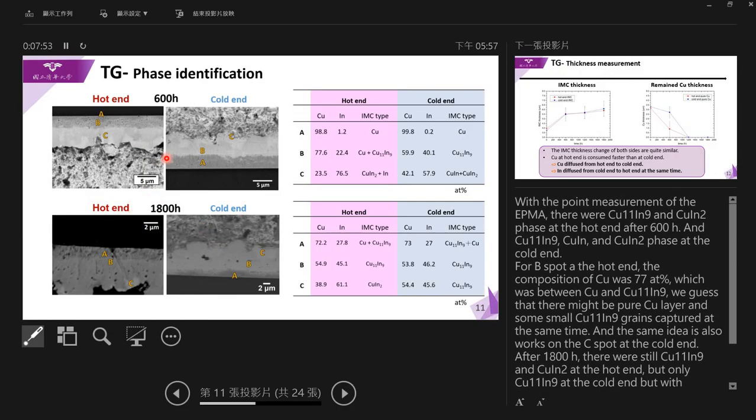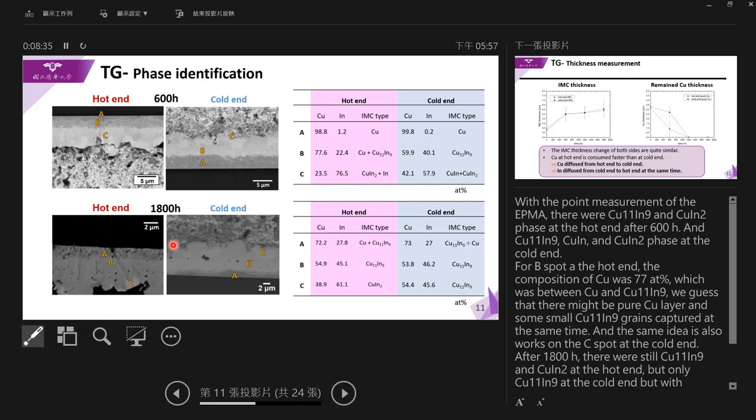With the point measurement, there were Cu11In9 and Cu11In2 phases at the hot end after 600 hours, and Cu11In9, CuIn, and CuIn2 phases at the cold end. For B spot here at the hot end, we can see there was 77% of copper. We guess this atomic ratio is between pure copper and Cu11In9. We guess there might be a pure copper layer and some small Cu11In9 grains captured at the same time. The same idea also works for the C spot at the cold end here.